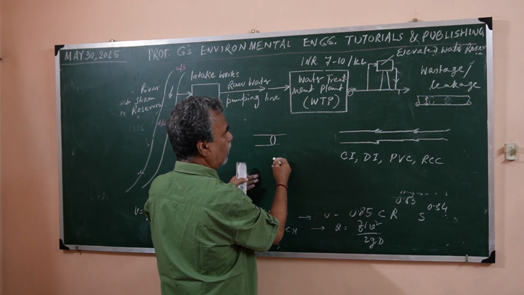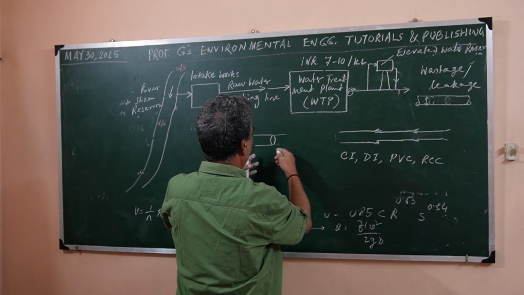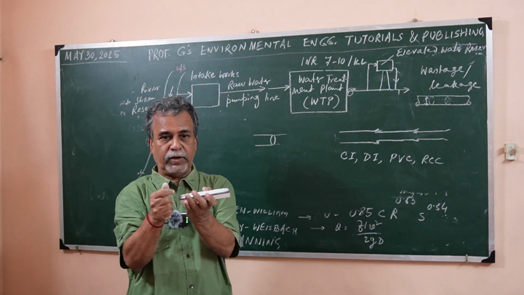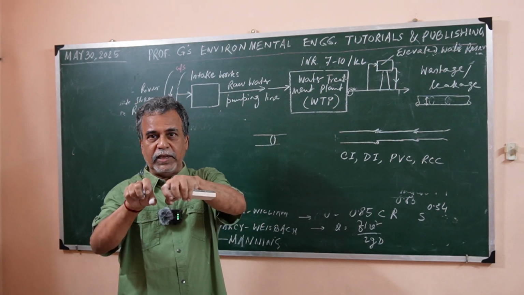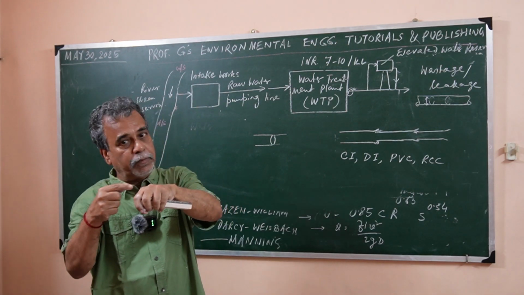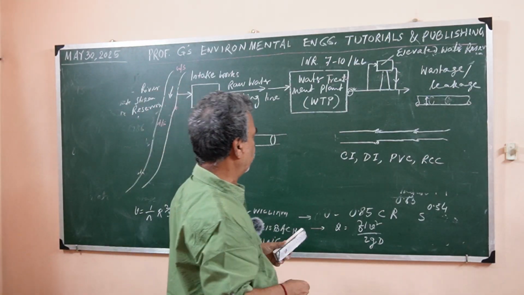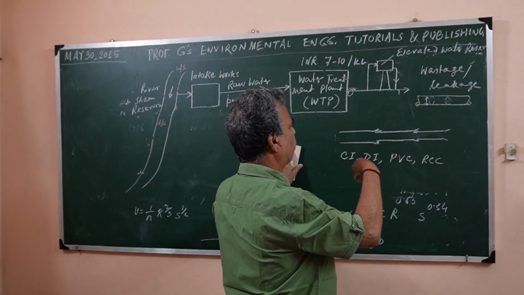This is a socket and spigot type, and this is another type which is just riveted, the pipe, this ring and this ring, and so many holes are there through which these are riveted, or nuts and bolts are used also. While we will discuss this later, valves, etc.